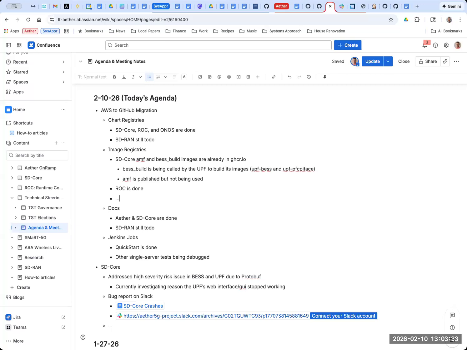So, as has been the case in recent weeks, the migration off of AWS to GitHub is top of the agenda. We're making good progress, but about 80% to get the last 20% done is, I think, where we're at right now.